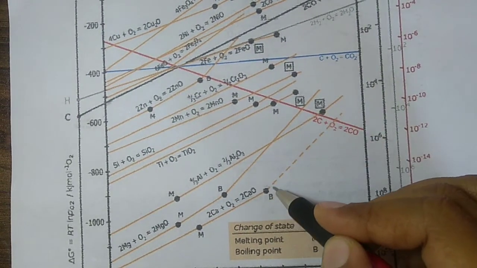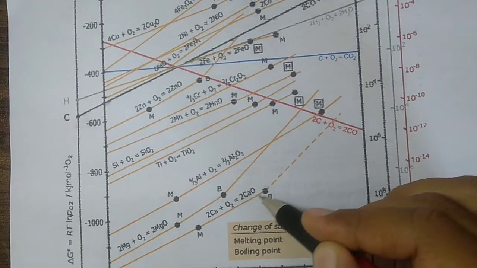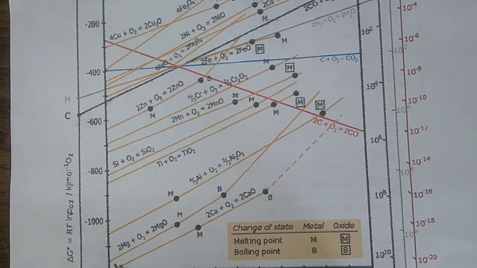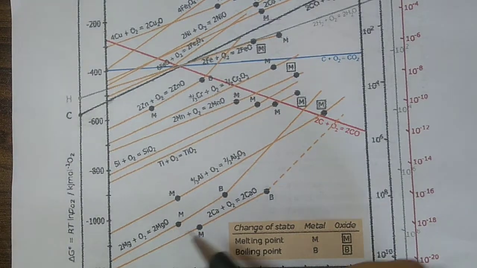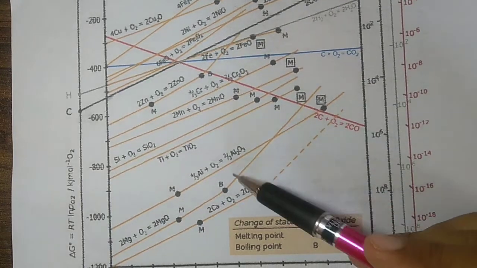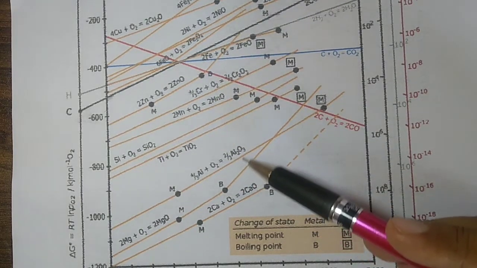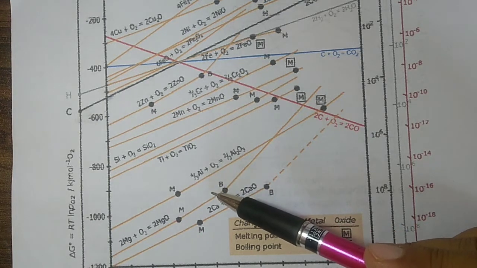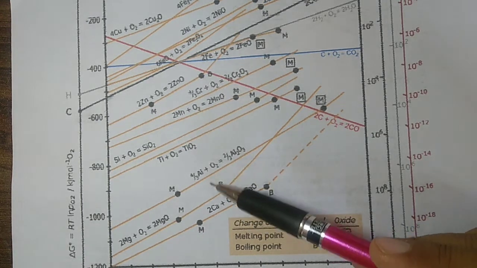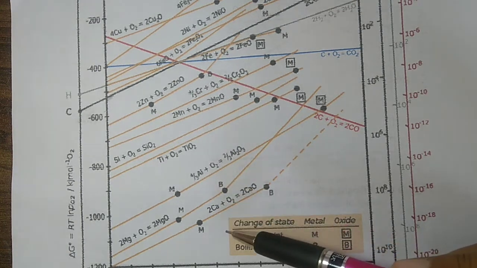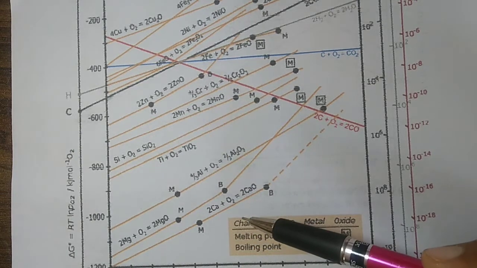Okay, this is the deviation in the slope in each line. Otherwise, it will give a straight line. Okay. The distance between two lines at any temperature represents the standard free energy change accompanying the reduction at that temperature.